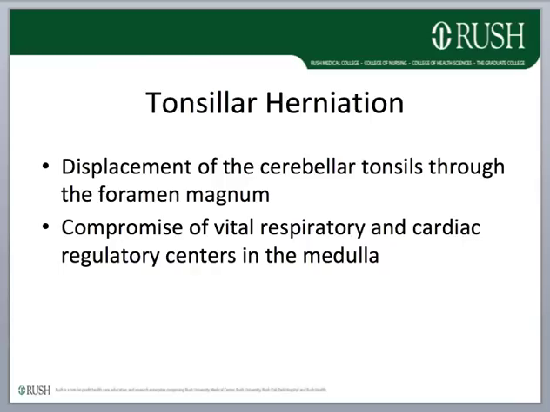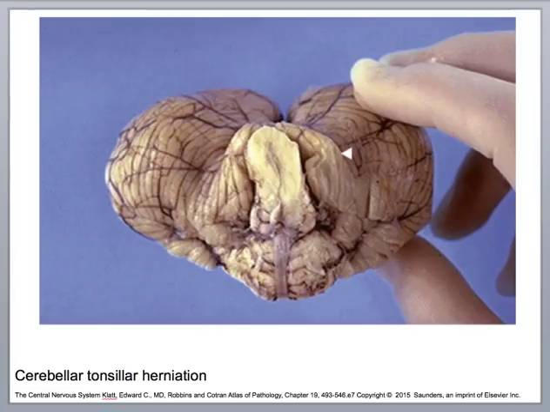Finally, tonsillar herniation refers to displacement of the cerebellar tonsils through the foramen magnum. This is a life-threatening form of herniation, although none of them are exactly what you would want to get. But this is particularly devastating because of compromise of vital respiratory and cardiac regulatory centers in the medulla. Acute brain swelling above the tentorium or within the posterior fossa can force the posterior fossa contents downward or inferiorly toward the foramen magnum, and this can result in herniation of the cerebellar tonsils into the foramen magnum.